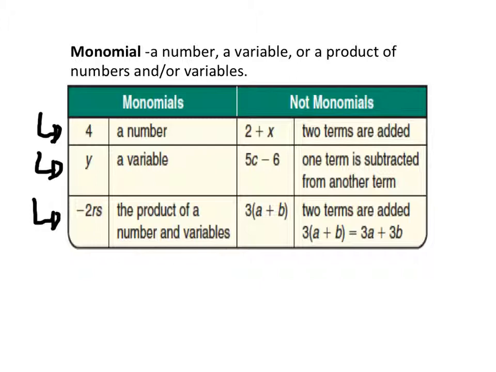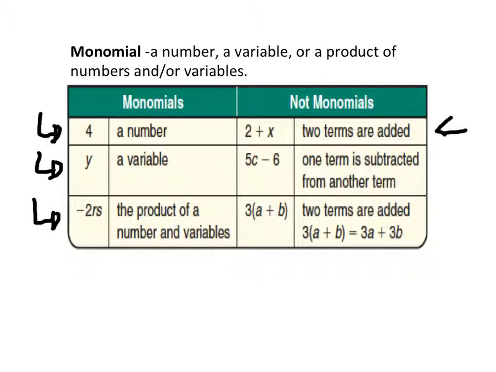What are not monomials is just as important. It's very easy to find out if it's not a monomial because it's going to be separated by addition or subtraction. Like in the first one here, we have 2 plus x. They're being added, so those are two monomials, not one. Look at the next one, 5c. I know we're multiplying, but once again, it's separated by a subtraction sign. So it is not a monomial.